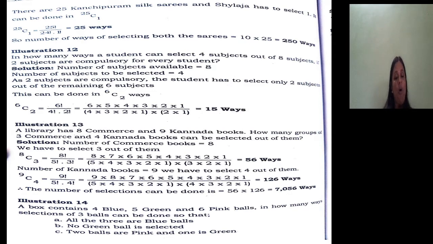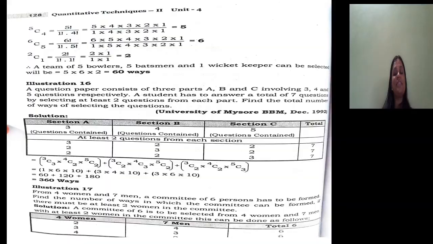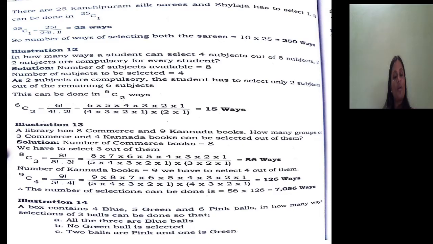Just look at illustration 14. A box contains 4 blue, 5 green, 6 pink balls. In how many ways can a selection of 3 balls be done so that all 3 balls are blue? See, there are 4 blue, 5 green, 6 pink. You need to select only 3 balls at a time. First condition, all 3 balls must be blue, which means you should select from blue only. There are how many blue balls? 4. 4C3 ways is the answer. 4C3 means 4 factorial divided by (4 minus 3) factorial into 3 factorial. The answer is 3.